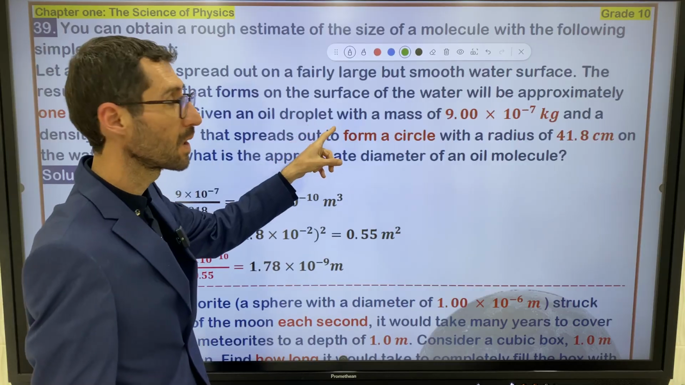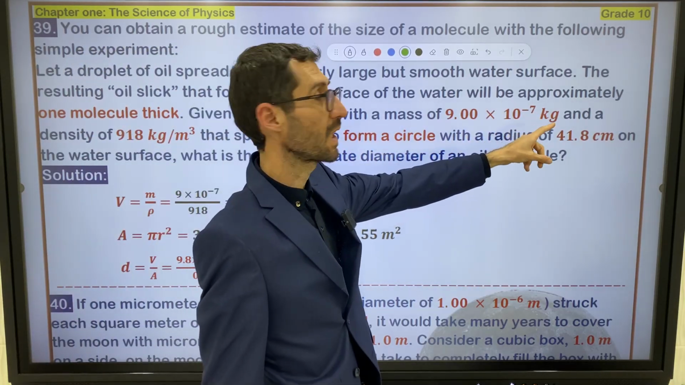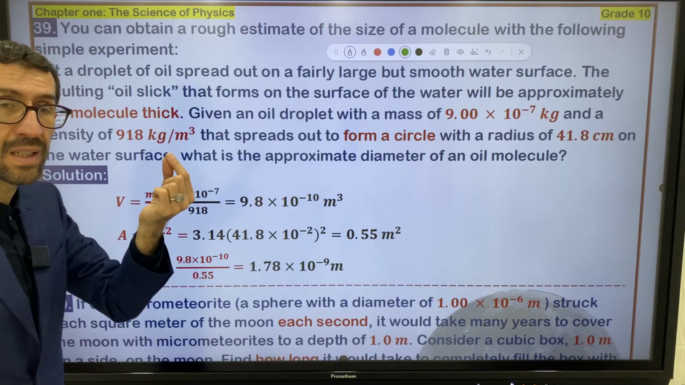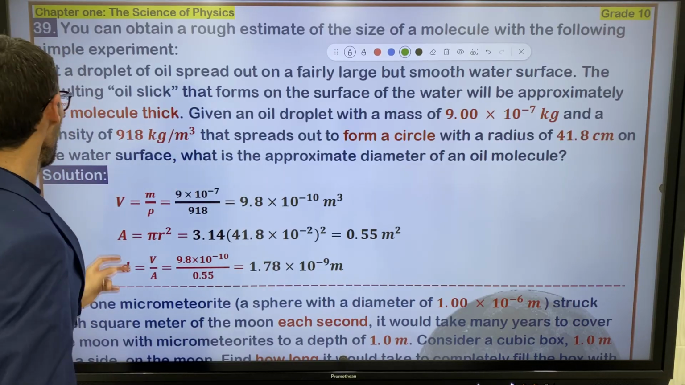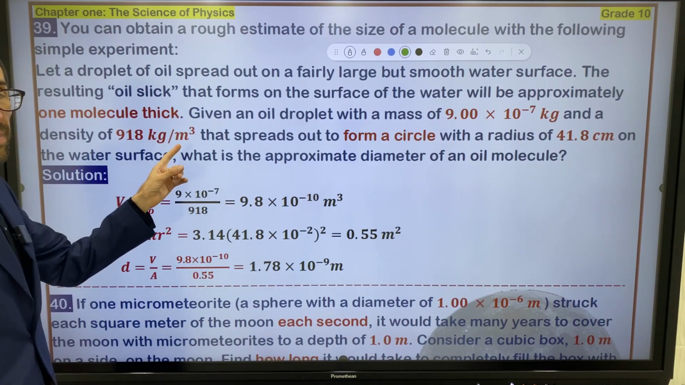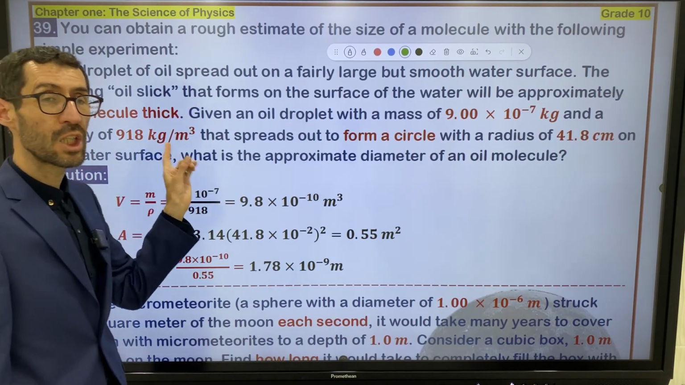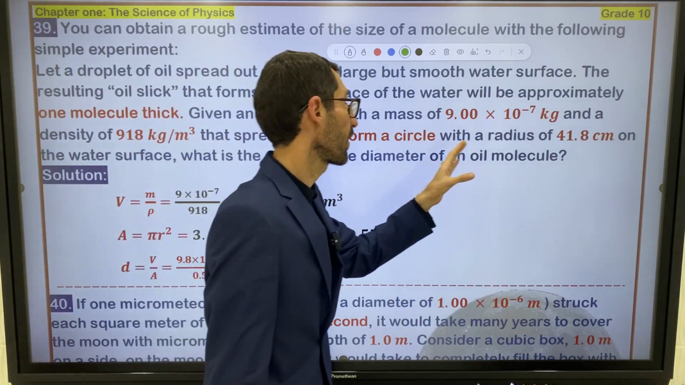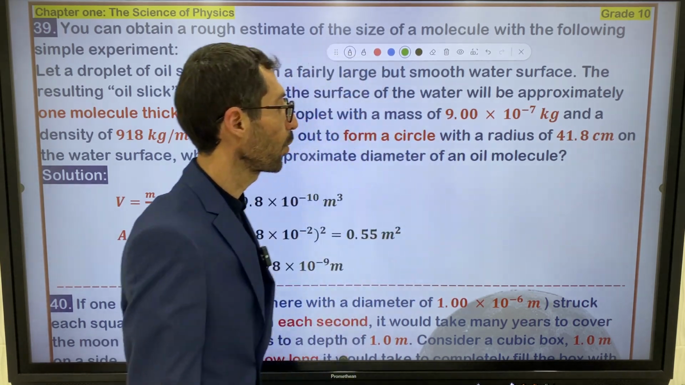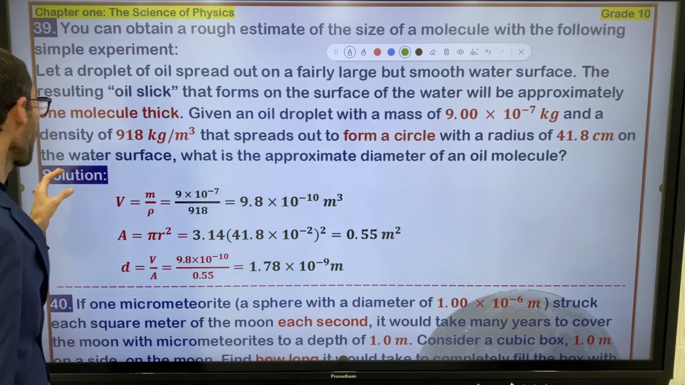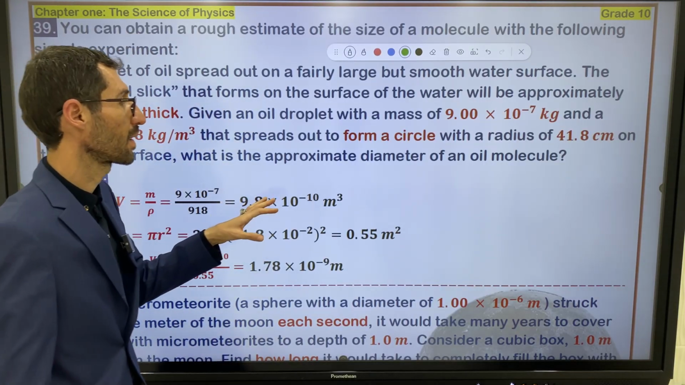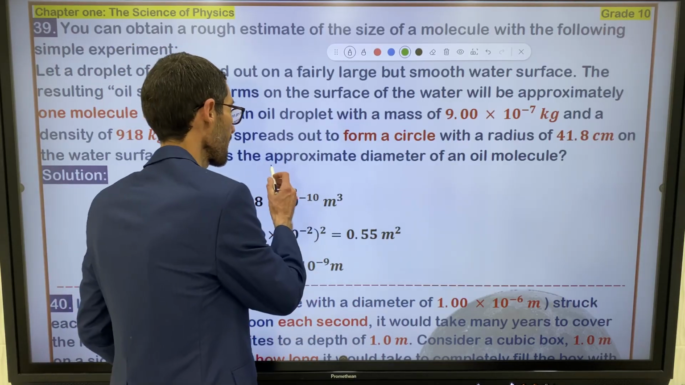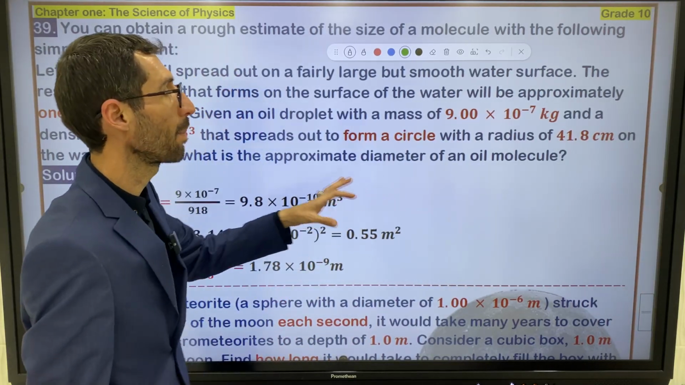Given an oil droplet with a mass of 9 times 10 to the power negative 7 kilogram, this is the mass of the one oil droplet, and a density of 918 kilogram per cubic meter, that spreads out to form a circle with a radius of 41.8 centimeter on the water surface. What's the approximate, it's a rough estimation, what's the approximate diameter of an oil molecule?